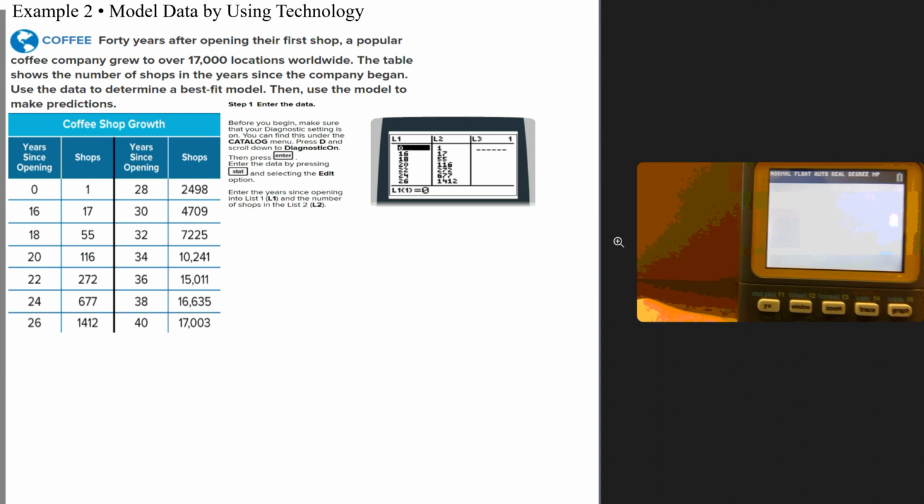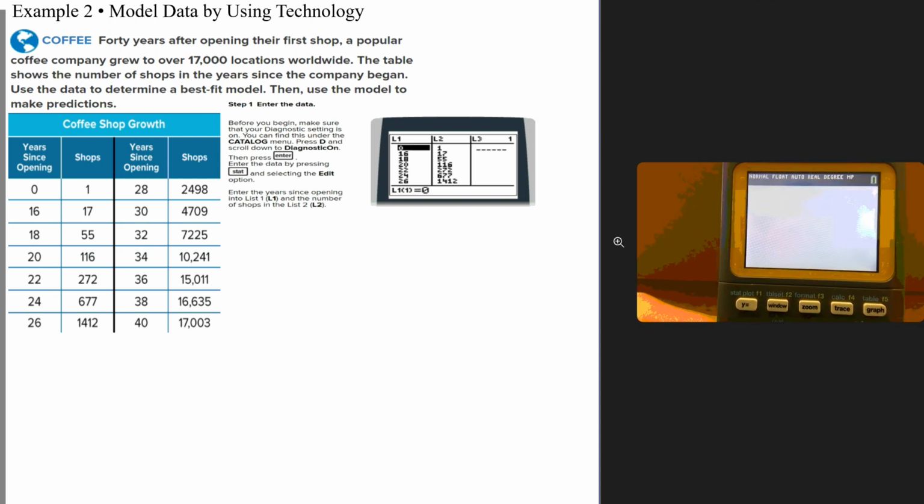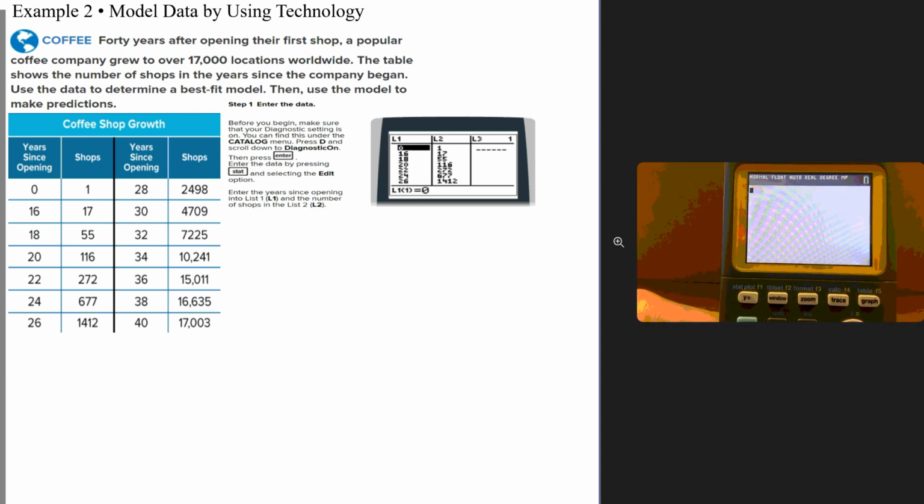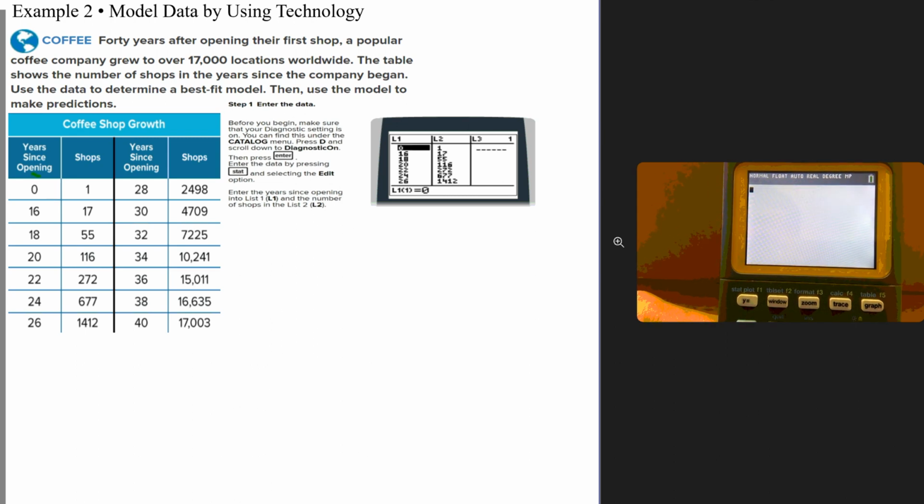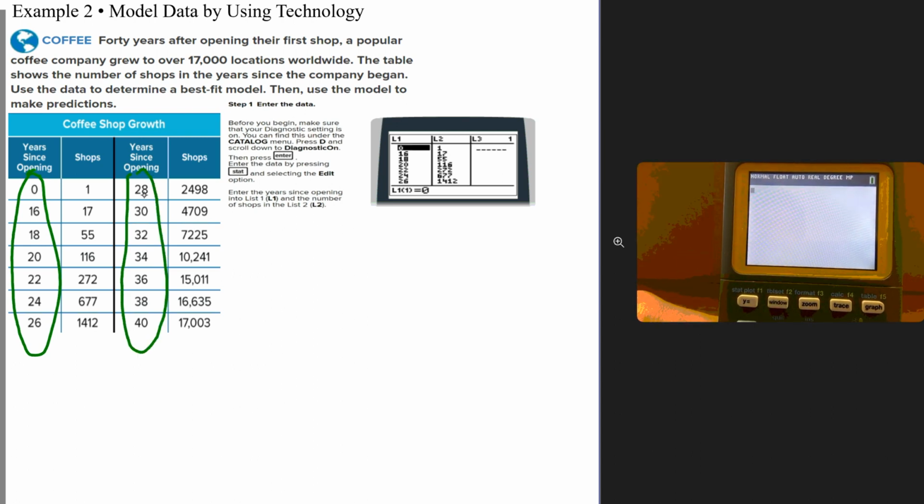Example number 2, I'll show you how to do this on a calculator and the buttons to push. So here we have a number of years since a person or a company has opened a coffee shop. Basically here are my X's that I want to enter, from 0 to 40.